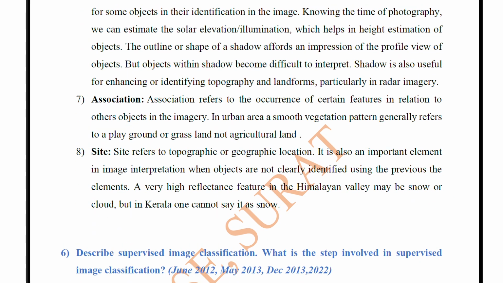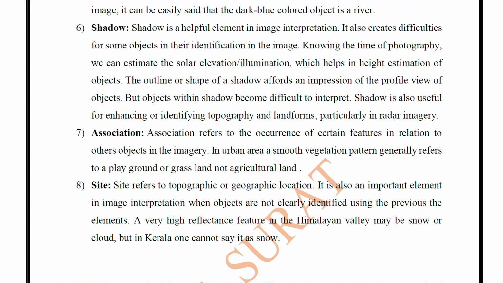Next is site. Site refers to topographic and geographic location. It is also an important element in image interpretation when objects are not clearly identified using the previous elements. A very high reflectance feature in the Himalayan valley may be snow or cloud, but in Kerala one cannot say it is snow.